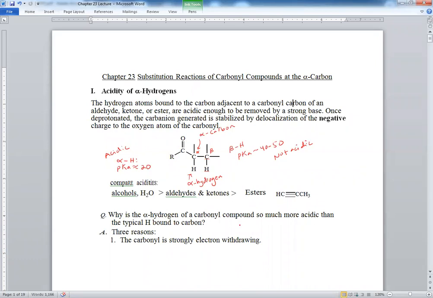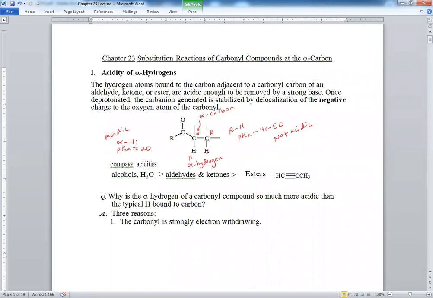Now, why? It's because if we get a negative charge on that carbon, we will show you that. Don't worry, we're going to show you this when we discuss the three reasons. This negative charge can be delocalized onto the carbonyl group and the carbonyl oxygen.